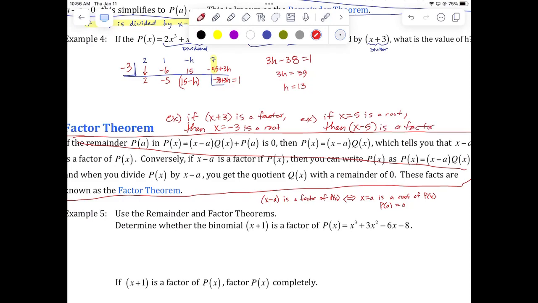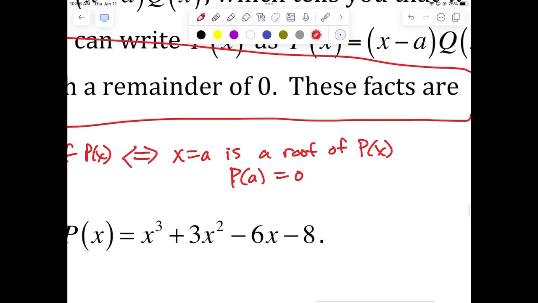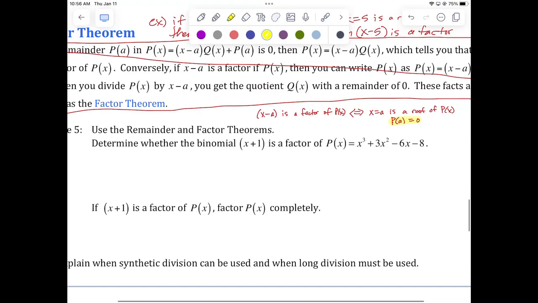You just take the opposite, right? If you know one, you know the other. That's what the factor theorem tells us. If you know a root, you know a factor, and if you know a factor, you know a root. Now, what does it mean for something to be a root? It means that the function value there is 0. Okay, it lands on the x-axis. Okay, so let's try this out.